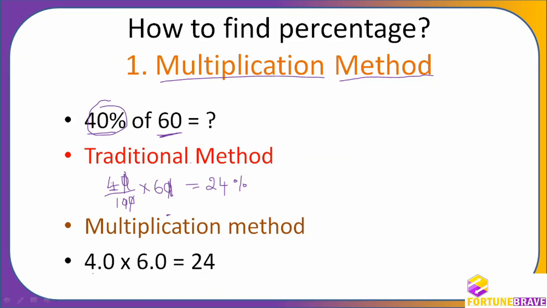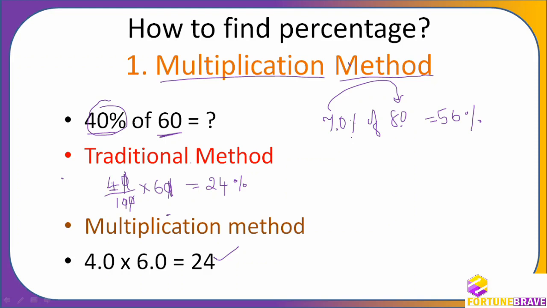Whatever the number, if I get a question like this, 40% of 60, or we'll take one more example, say for example, 70% of 80. This is the method I am going to use. I am going to put a decimal point here, 7 8s are 56, so 56 is your answer. Are you getting my point? 70% of 80 or 80% of 70.